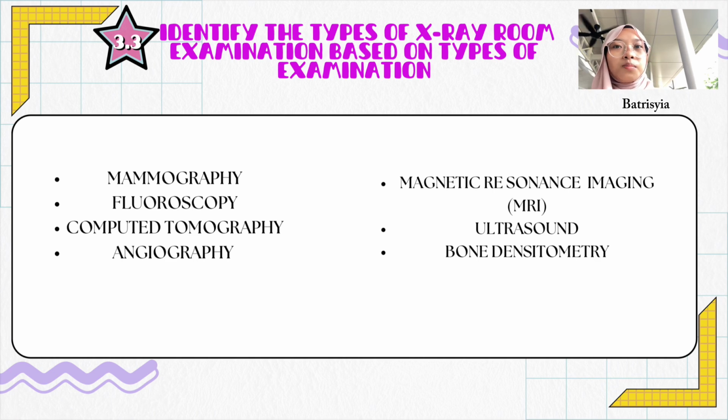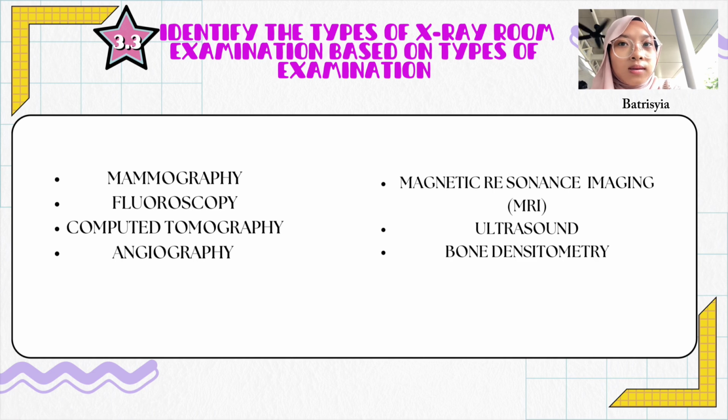Second is fluoroscopy. Fluoroscopy provides real-time imaging of moving internal organs and tissues using pulsed X-ray displayed on a computer. Number 3 is computed tomography. CT scan uses a series of X-rays and advanced computer imaging to produce detailed views of bones and soft tissues for diagnosing injuries and diseases.